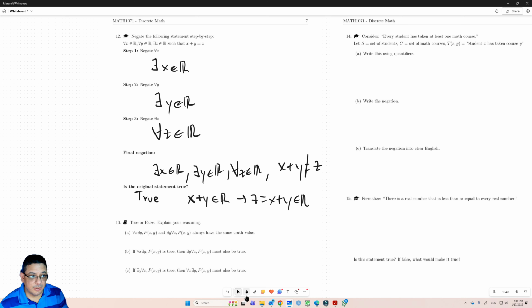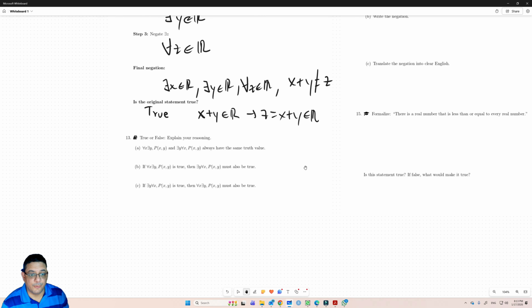Now for question 13, we want to say true or false, and explain the reasoning. It says for all x, there exists y, P of x, y, and there exists y, for all x, P of x, y always have the same truth value. This is pretty much saying that it doesn't matter the order of the quantifiers. And no, this is not true. We have a counterexample of P of x, y being y bigger than x. We actually saw this recently.